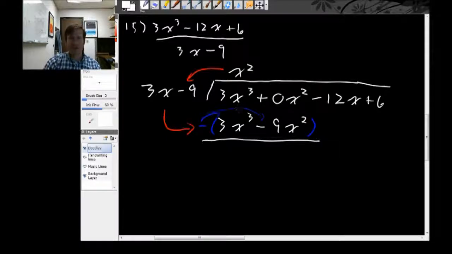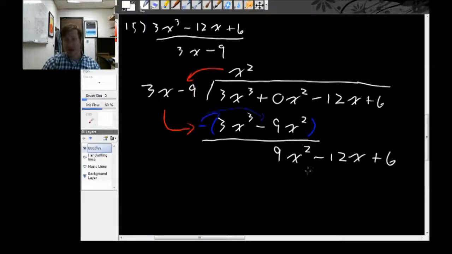All right, so 3x cubed minus 3x cubed, that's no x cubed, so the x cubes cancel. Good, that was the whole point. And then 0x squared minus negative 9x squared, so 0x squared plus 9x squared, that's 9x squared. And then minus 12x plus 6. Now to check if we're done with our division, we look at our remainder here. It has an x squared term. The degree of our remainder is not smaller than the degree of our divisor, so we keep going.